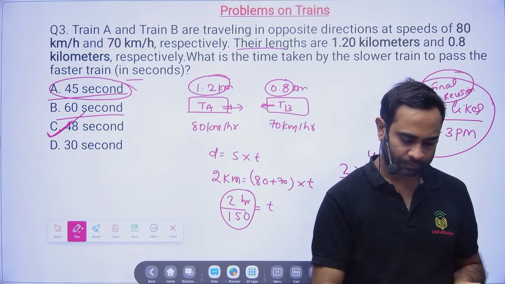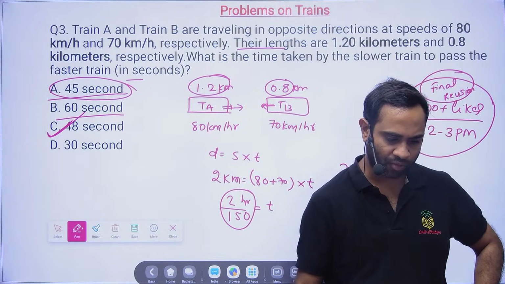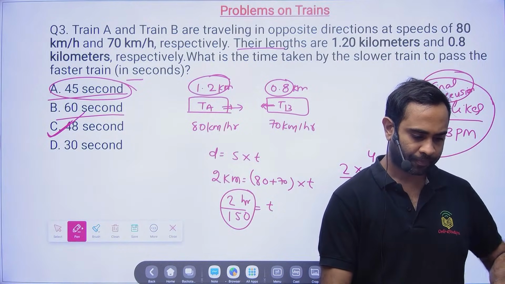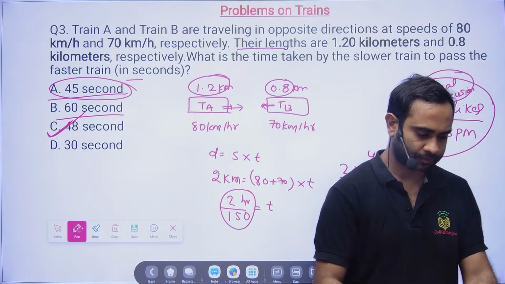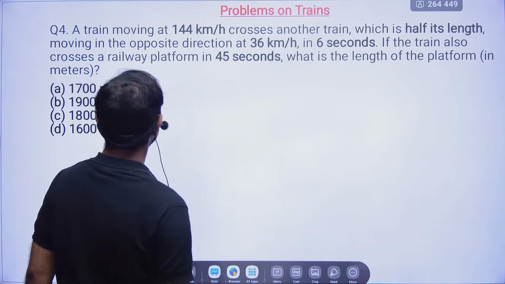Done? Is it clear for you, everyone? Then we can move towards the next problem. Moving towards the next problem, question number 4.